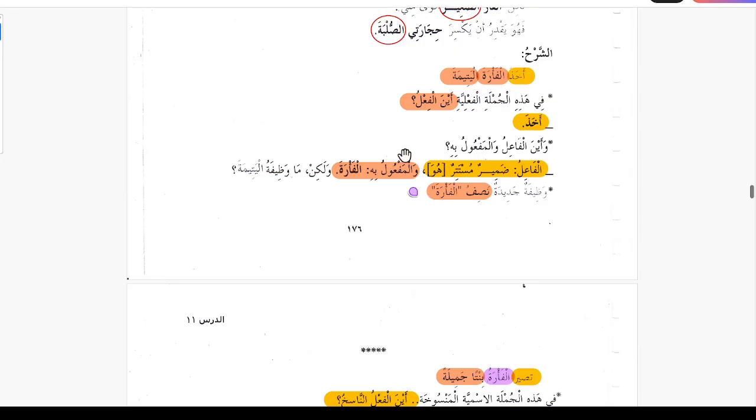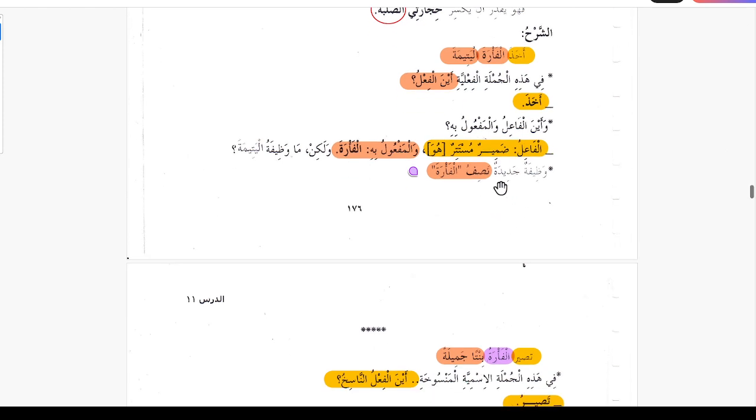Wal maful bihi, and farata is maful bihi. Walakin, but ma wazifatul yatimata, what is the function of yatima? Wazifatun jadidatun, this is a new function. Tasifu al-fara, which describes the mouse. So this describes this.